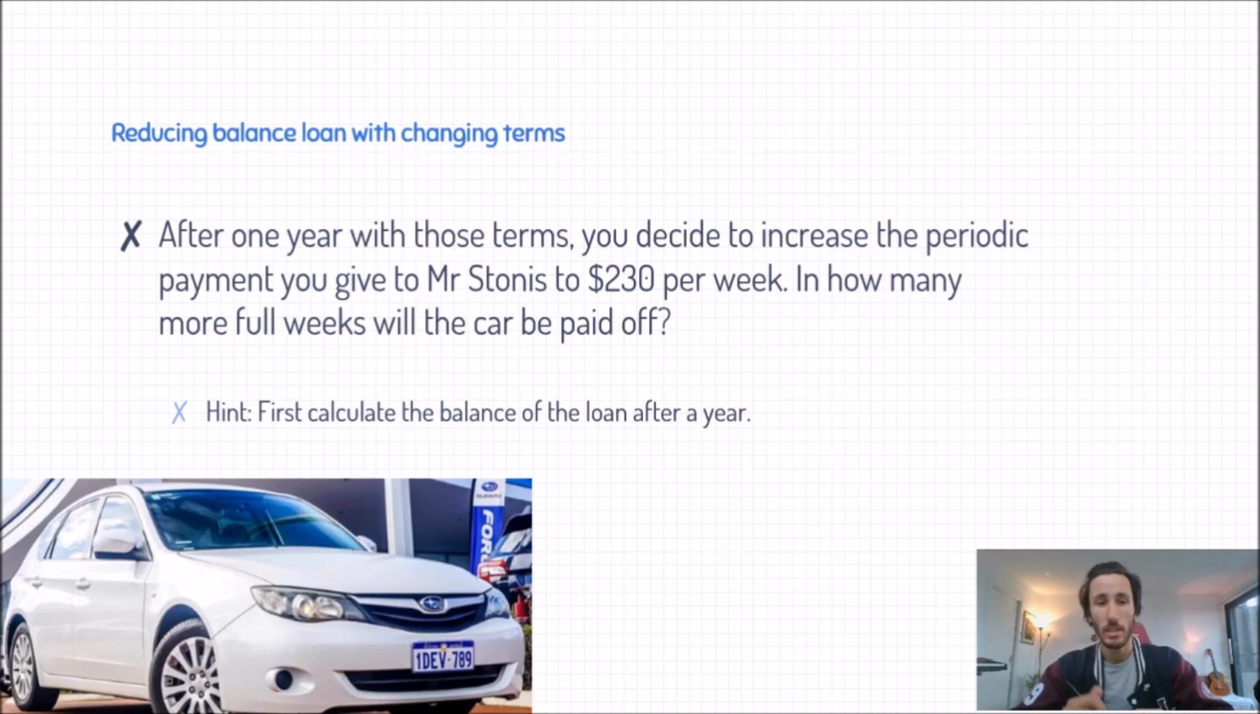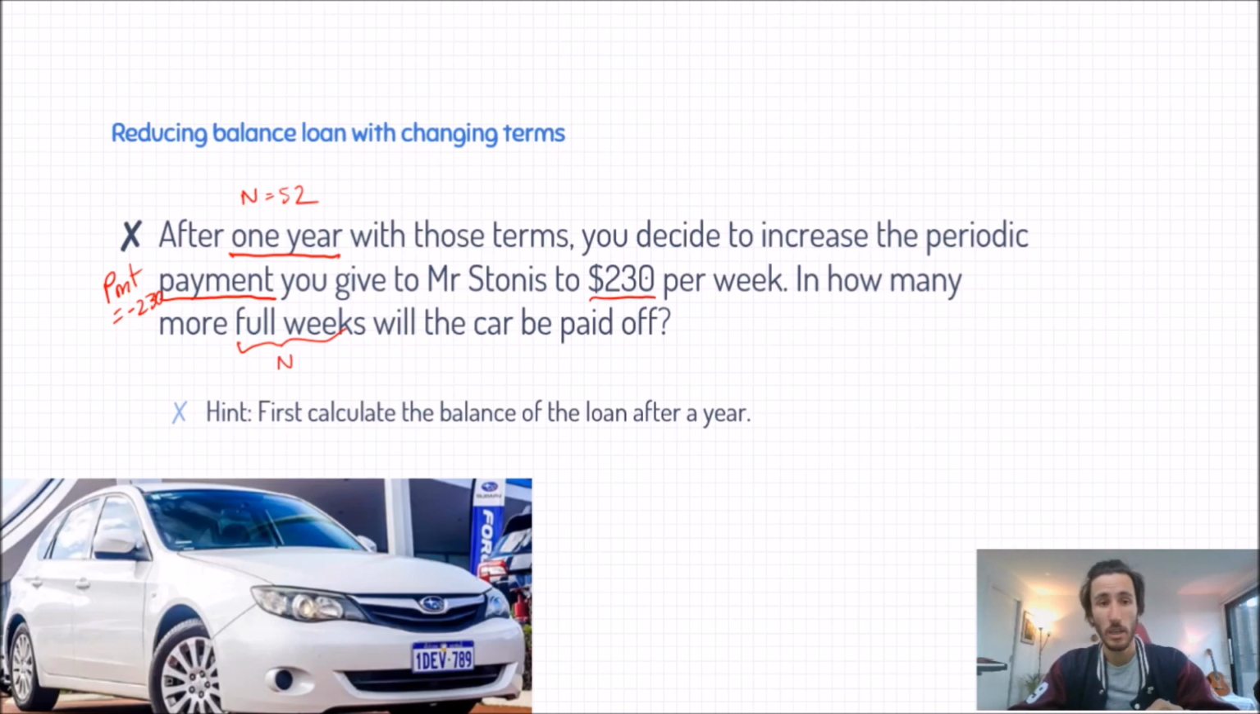So after 1 year with those terms, so these are the terms in the previous question, you decide to increase the periodic payment that you give to $230 a week. So after 1 year, we have n equals 52 because we're talking about weekly. You decide to increase the periodic payment, so PMT goes up to minus 230. In how many more full weeks, so we have to calculate n, will the car be paid off?